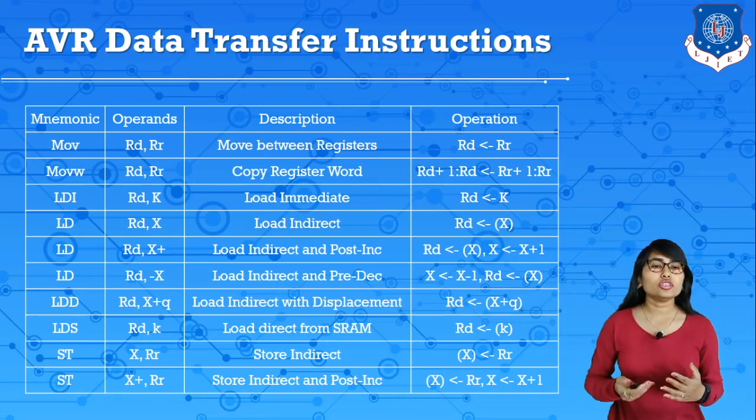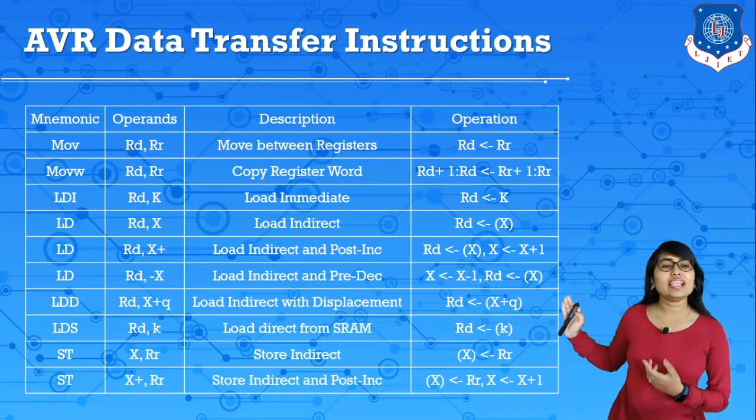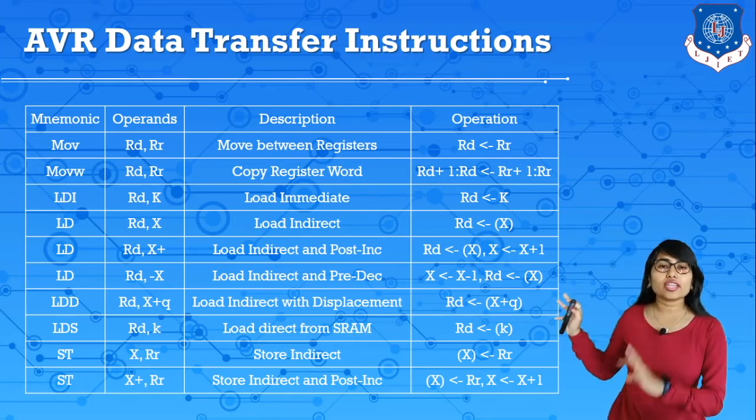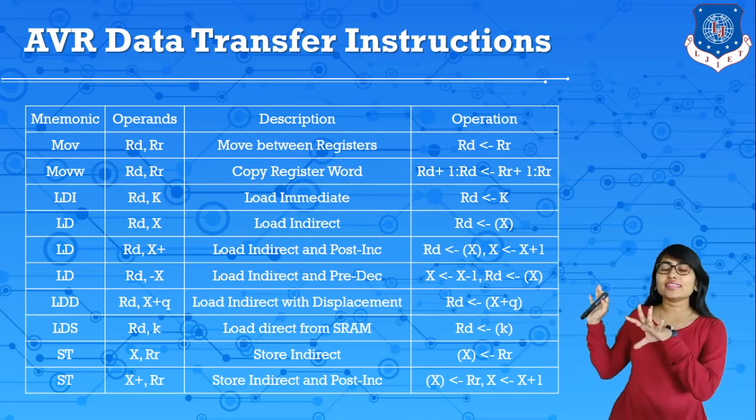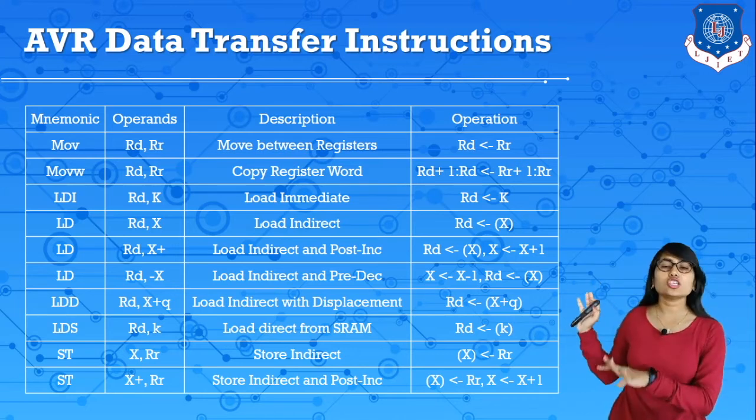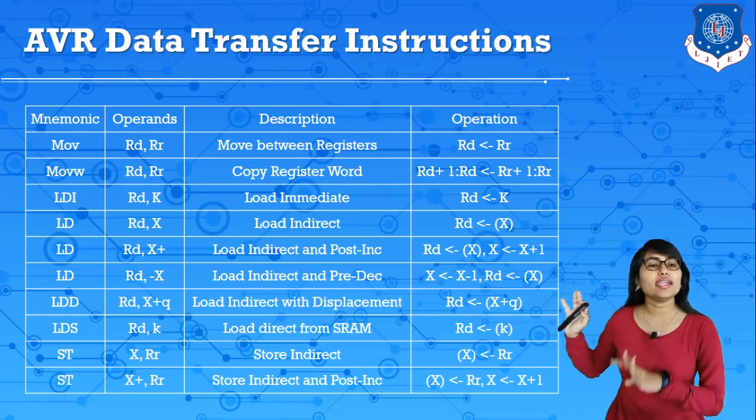Then if data is transferred with displacement, here LDD, load indirect with displacement, RD, X plus Q. So whatever the content of X plus Q is, at that location we have our data, and that data is copied into the RD register.